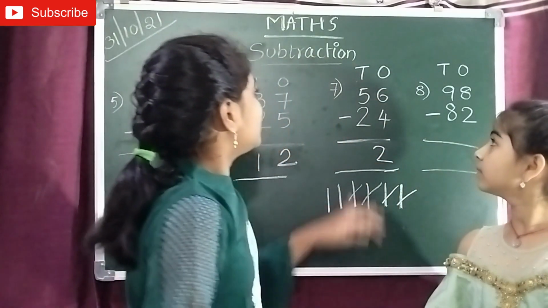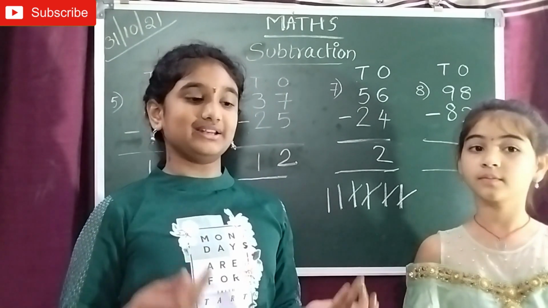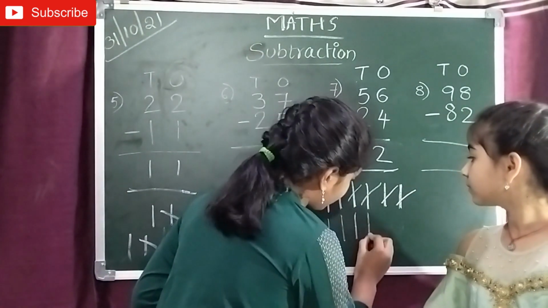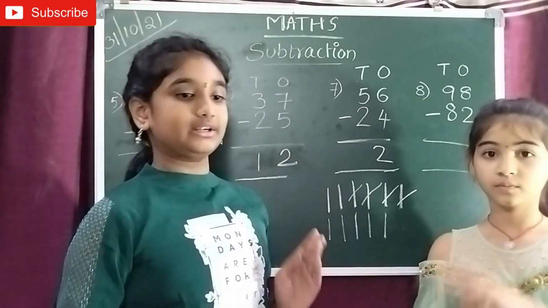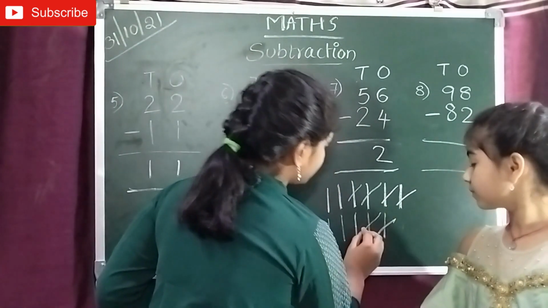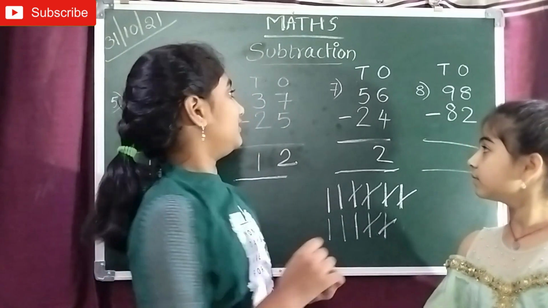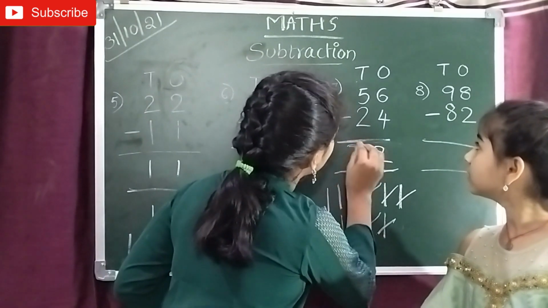So now in the 10's place we have 5 minus 2. 5 lines. 1, 2, 3, 4, 5. 2 means we have to cut 2 lines. 1, 2. So how many lines are left? 1, 2, 3. So we have to write 3 in the 10's place.